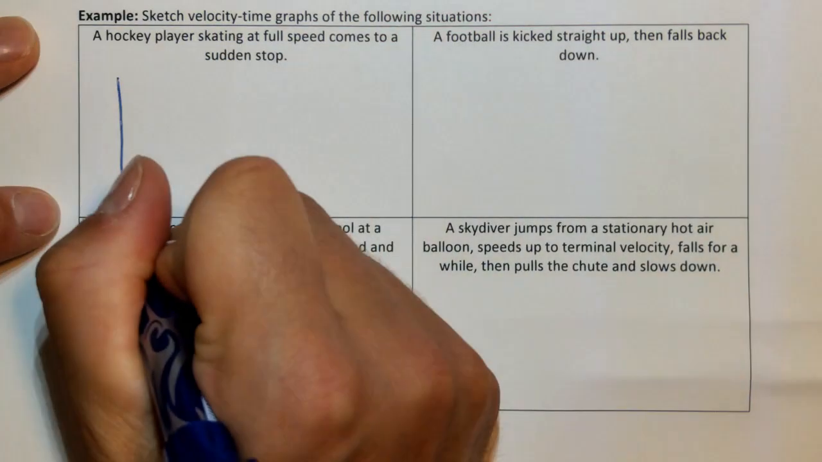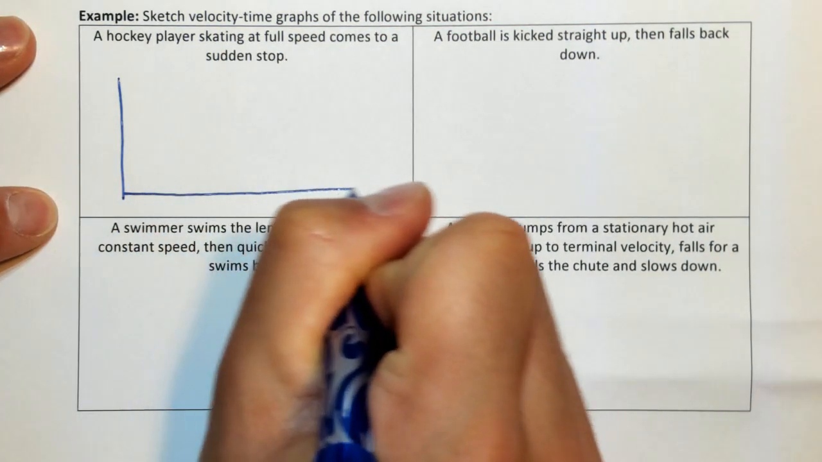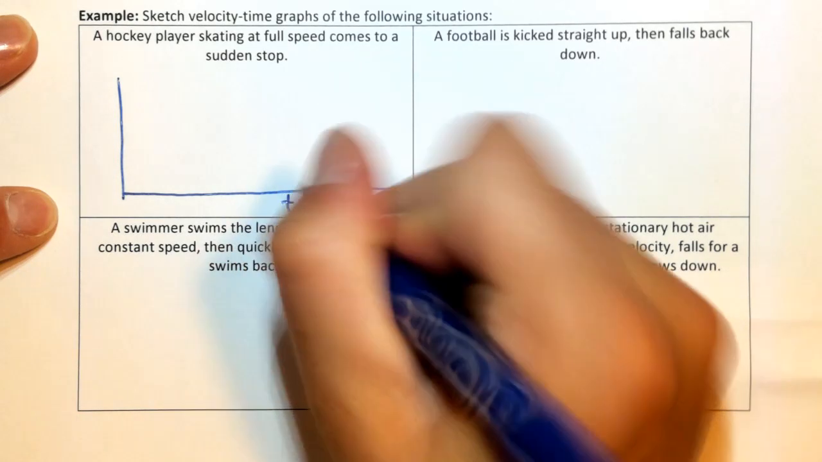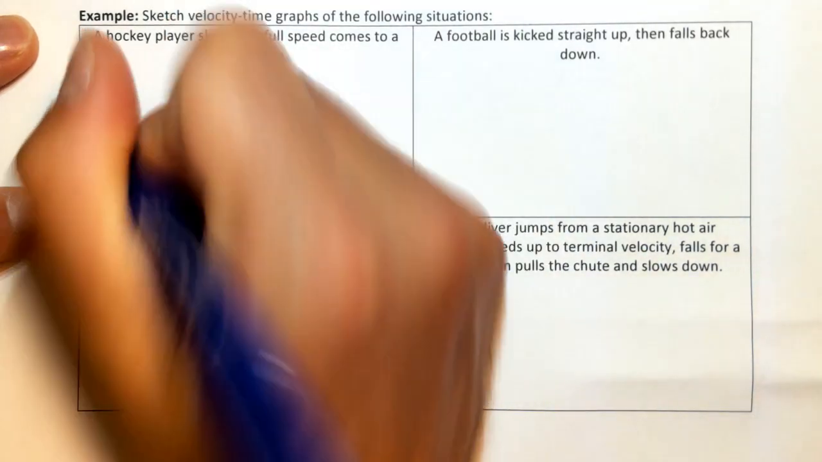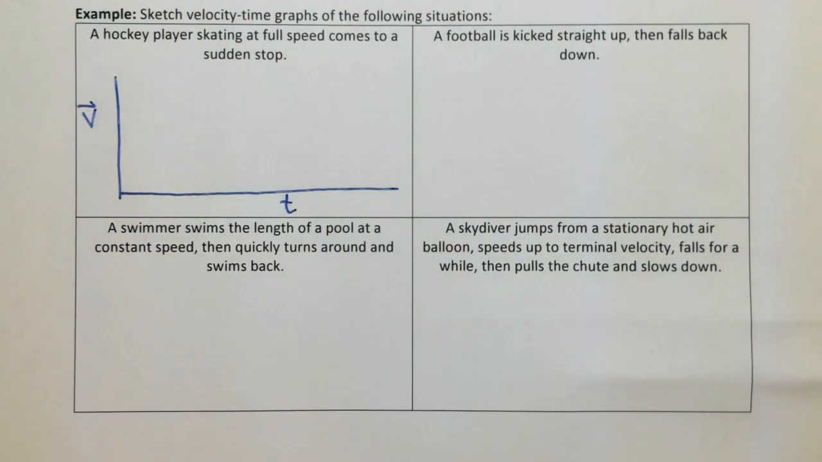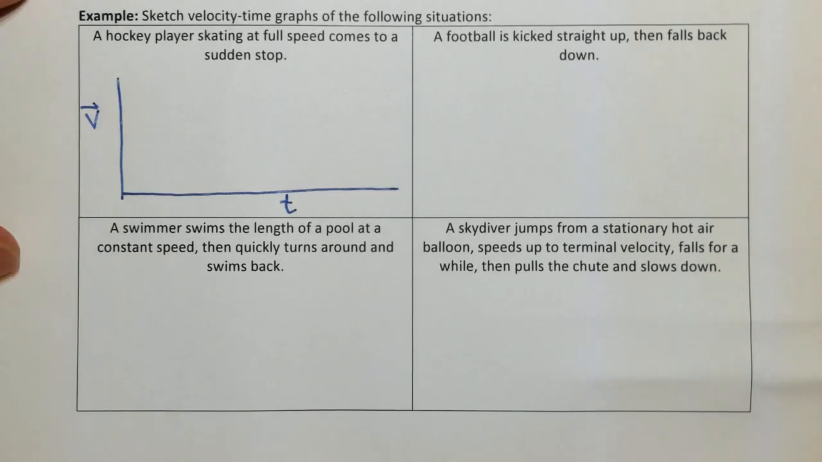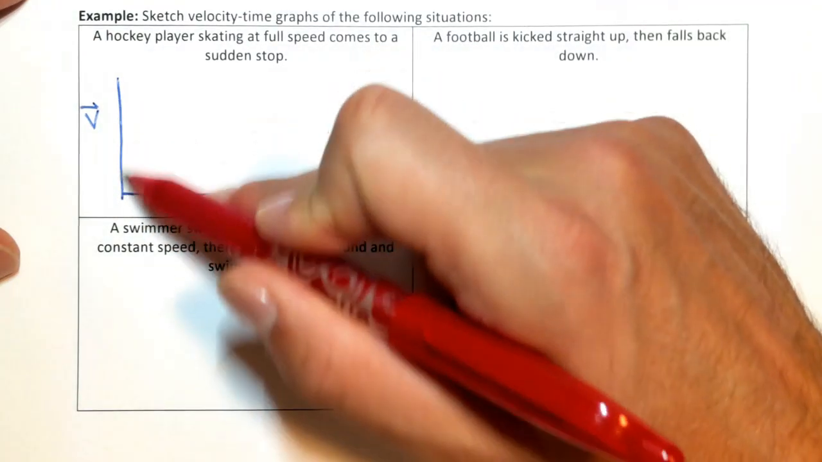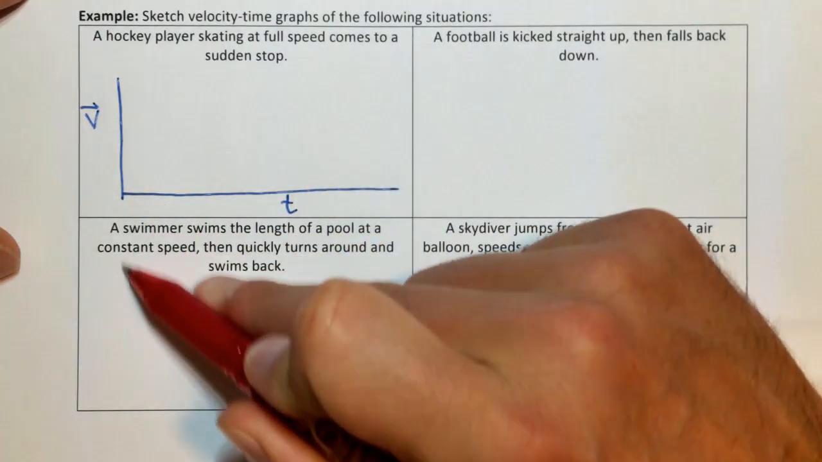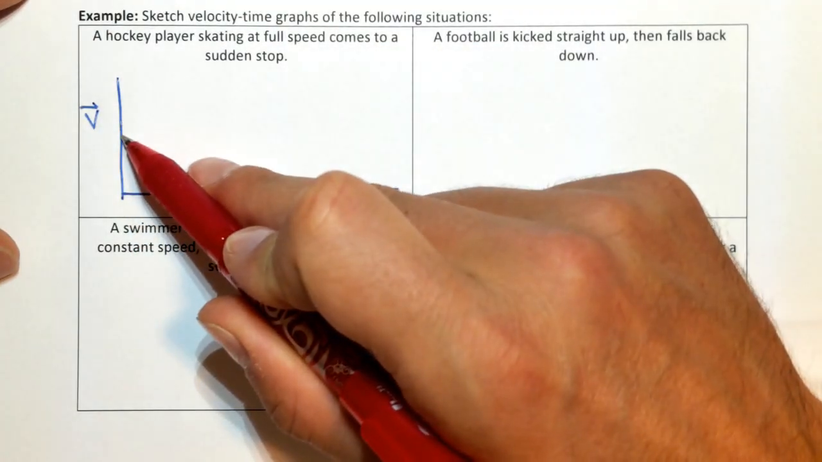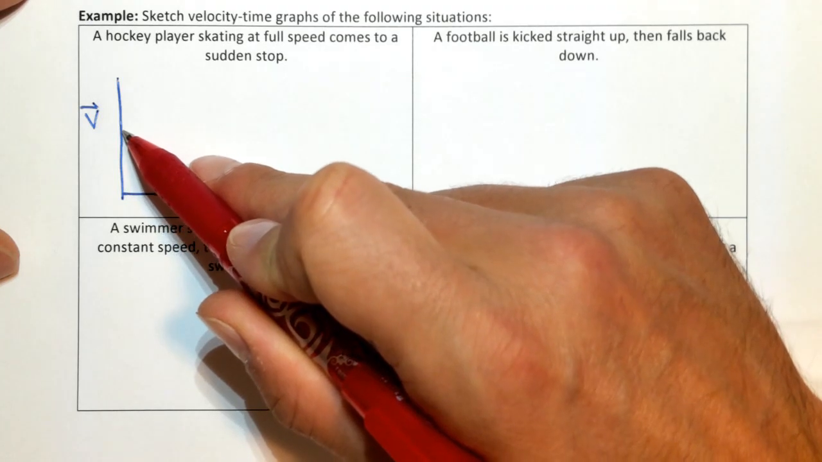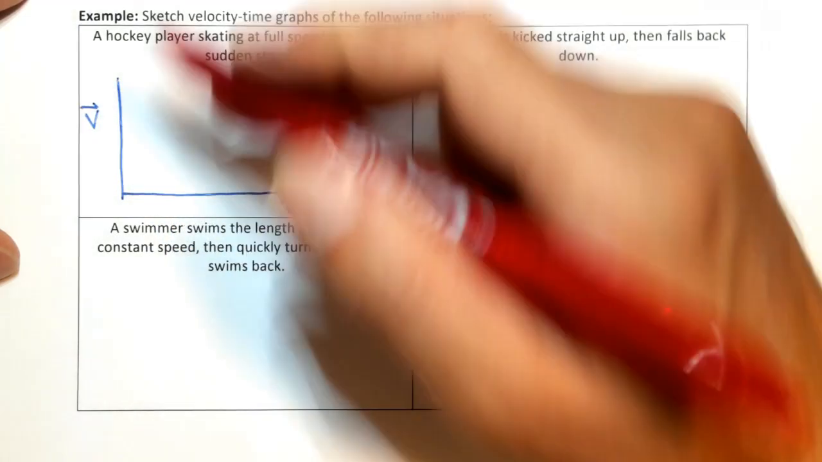We're going to make a velocity time graph of a hockey player skating at full speed and coming to a sudden stop. So a hockey player skating at full speed, do we want to call that a positive or a negative velocity? Well, if it's full speed, he's probably going forward, so that'll be a positive velocity, meaning we'll be up here. We won't be down below the x-axis. And if he's going full speed, it's probably a pretty big velocity, so it's very positive. We're probably starting up here.